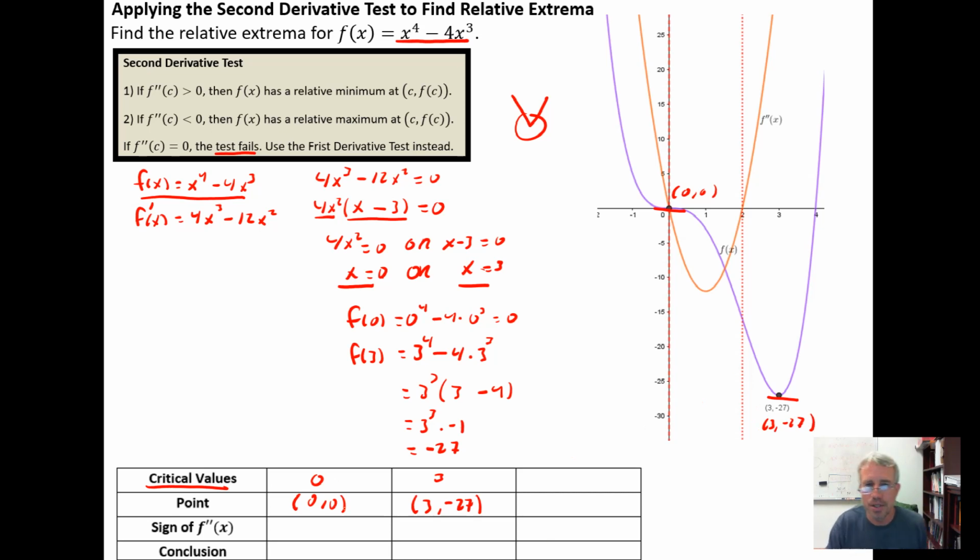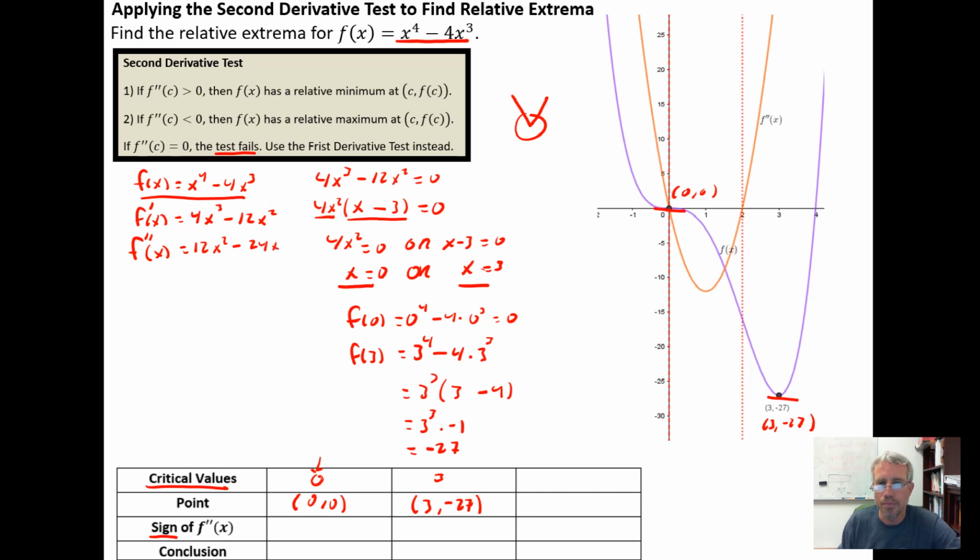And then the question is, do either of these 2 points correspond to relative extrema, local minimum values or local maximum values? What we need to do is find the sign of the second derivative at the critical number. So to do that, I'm going to find the second derivative. So f double prime of x equals 12x squared minus 24x.